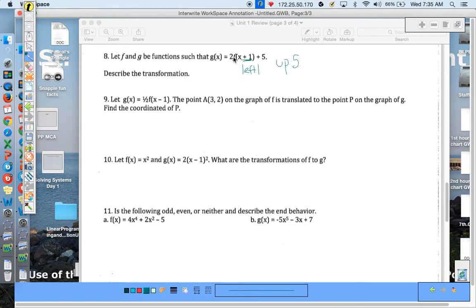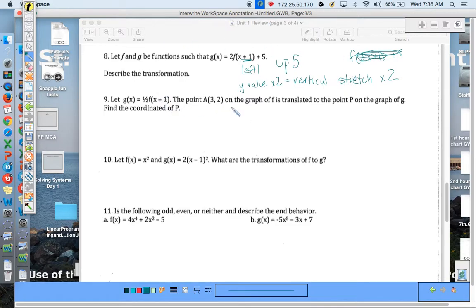And then what does this 2 do? Is it affecting our entire function or just the x value? And if you're unsure, sometimes I write it inside parentheses, 2. If I put the 2 in there, now it's directly affecting our x, so it's the entire value. So it's our y values times 2, which means it's a vertical stretch with a scale factor of 2.